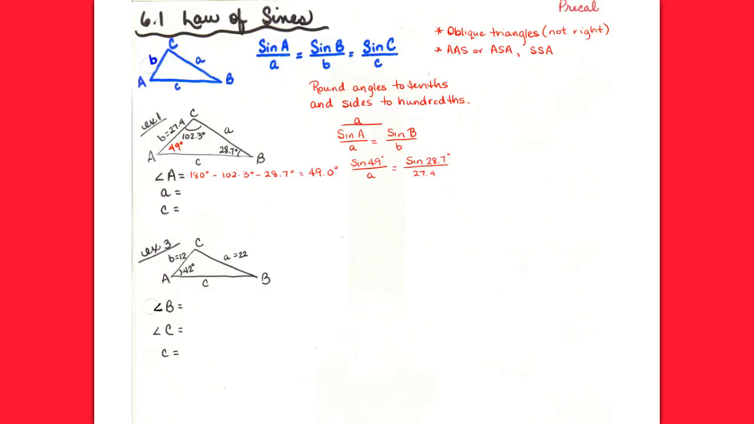All right, so let's plug in what we know. Angle A is 49, angle B is 28.7, and little b is 27.4. So how am I going to solve this proportion? Cross multiply, that's a good place to start. And then, yeah, divide both sides by the sine of 28.7. Degree mode or radian mode? Degree.